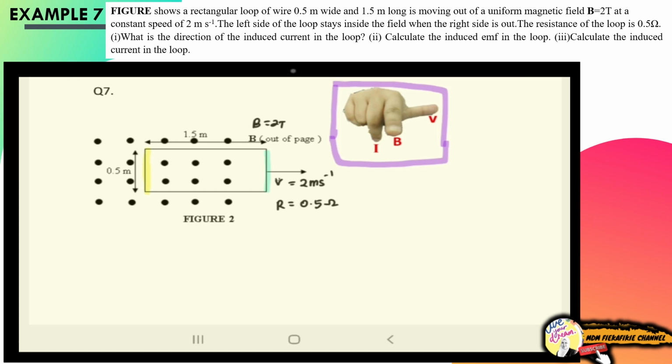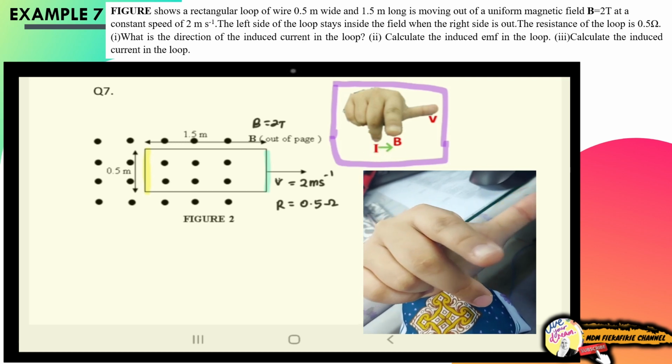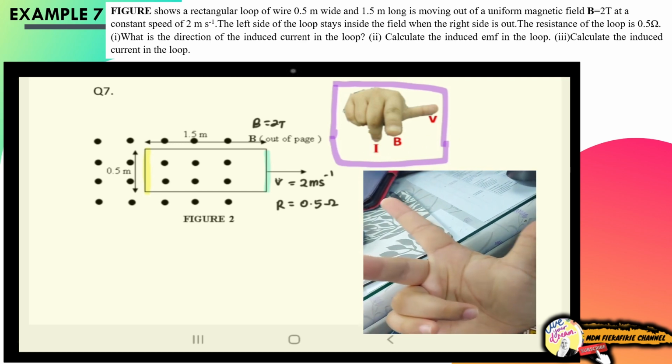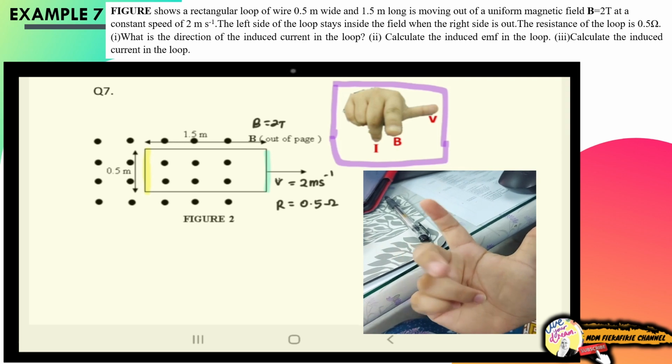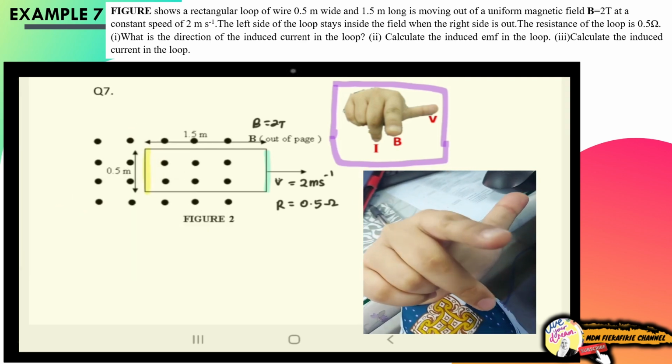All right, so now we have VBI here. Since the loop is moving to the right, my thumb is pointing to the right, and my index finger is pointing out of the page. Okay, and what is the direction of the current? The current is downward. So I put the video of my hand, how I'm doing it. So the induced current is downward.